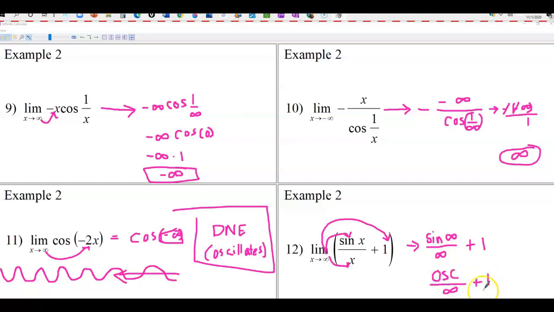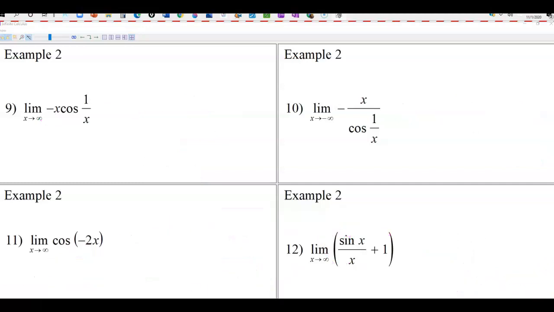Now, on our last slide, we saw that when you have an oscillation over infinity, that's just like having a number over infinity. And so that's just going to be 0. Okay, so we end up with 0 plus 1. That one actually has an actual limit associated with it. The limit actually equals 1. Okay.